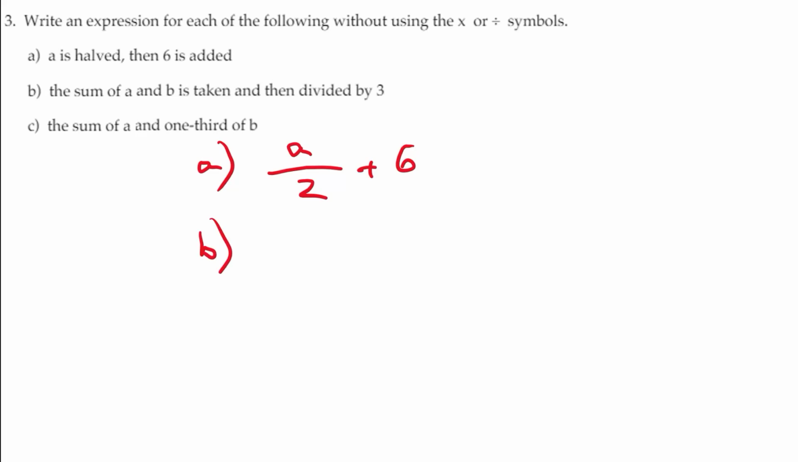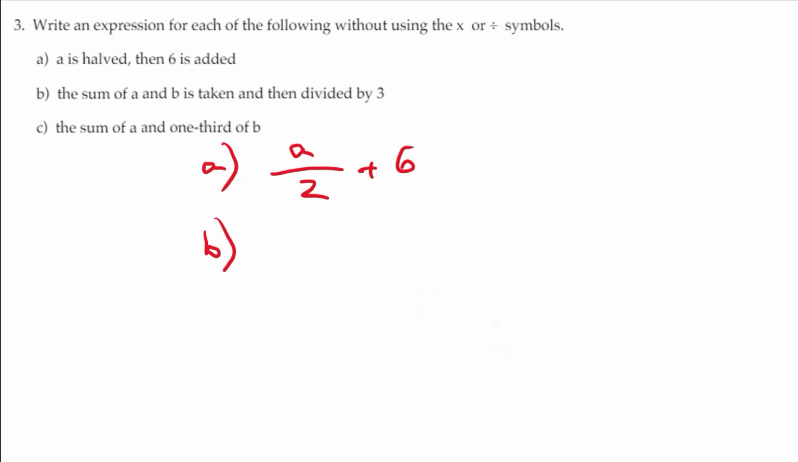Moving on to b. The sum, so we're doing addition of a and b, is taken and then divided by 3. Okay, well, we're adding a and b, a plus b, and then divided by 3. Now remember, what we don't need to do is this. We don't need to put brackets when we're using the division bar. So we can literally just leave it as a plus b over 3. Let's move on. Okay, well, we want a added to a third of b. Well, that will be b over 3, because we don't want to use that division symbol. So there we go. Number 3 is done, and we'll move on.